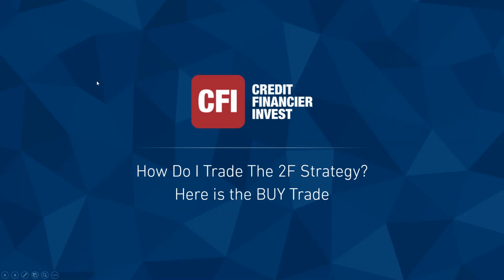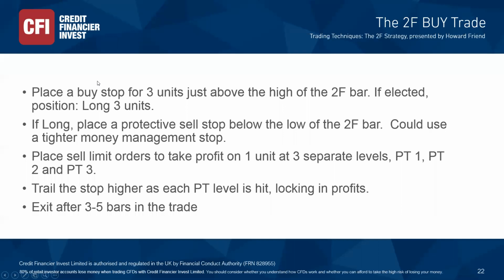Okay, so how do I trade the 2F strategy? This is the buy situation. For the buy setup, the idea would be to identify the 2F bar to the downside. So once the market has broken through that 2-bar low, the red line, then we're putting a buy stop to buy the market just above the high of the 2F bar. If we go long, we are going to place a protective stop just below the low of the 2F bar.